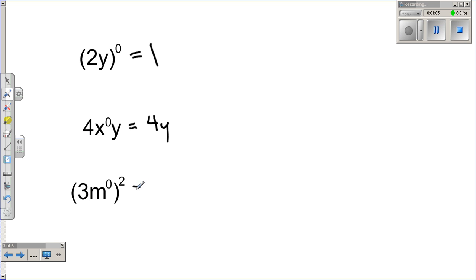Now, what if we have one like this? Be careful. The 0 power goes with the m, but the 2 has to be distributed to both this 1 that's implied to be there and the 0. So I would end up with this, 3 squared, and then this is 1. So it would be like saying 1 times 1, which is essentially 1 times this. So we just have that. And then 3 squared is 9. So that's 0 power, 0 exponents.